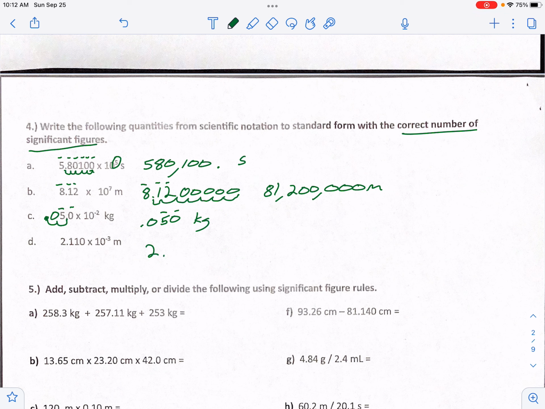D, I've got 2.110. Okay, so I'm gonna put over here so I got a little bit of room. It's a negative number, so I'm gonna go left 3 times. 1, 2, 3. So that means I gotta fill in these 2 zeros. So my new answer is gonna be 0.002110. Because remember, I have 1, 2, 3, 4 significant figures here. So I'm good. So there's my answer.